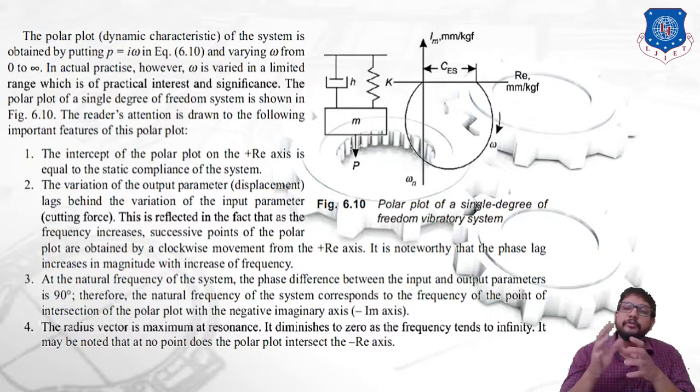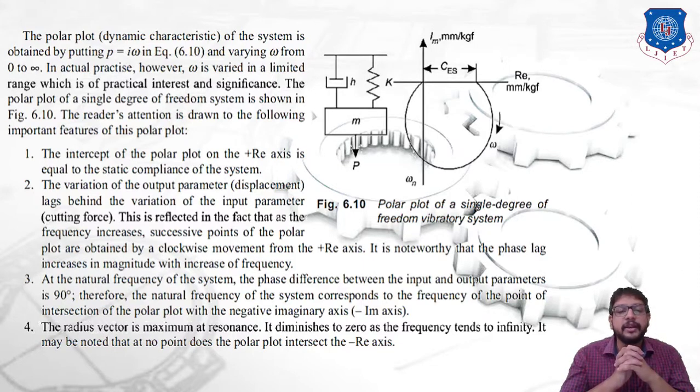So at the natural frequency of a system, the phase difference between the input and output parameter is how much? It's 90 degrees. And therefore the natural frequency of a system corresponds to the frequency of the point of intersection of the polar plot with the negative imaginary axis, that is shown vertically, the y-axis.